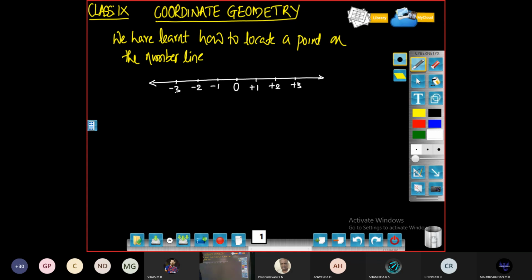Suppose I ask you to locate point P equal to plus 2, or Q equal to minus 3. So you can locate the points on the number line. You have learned how to locate these points.